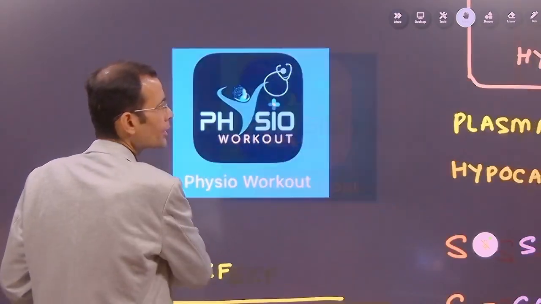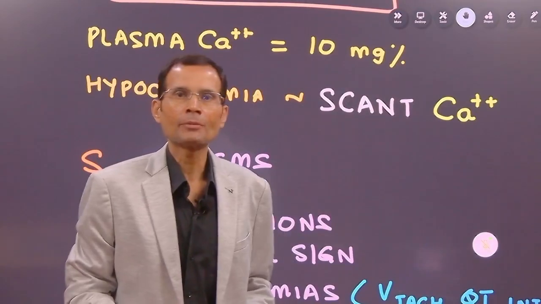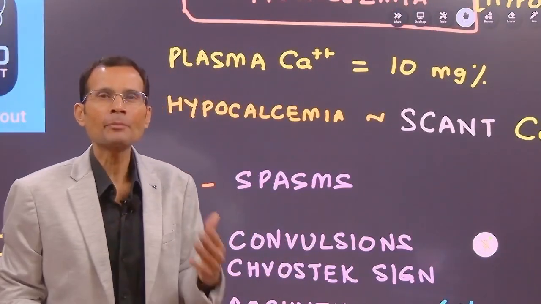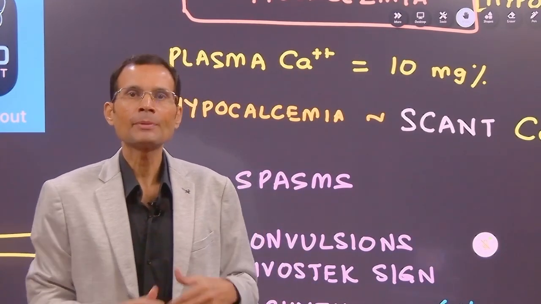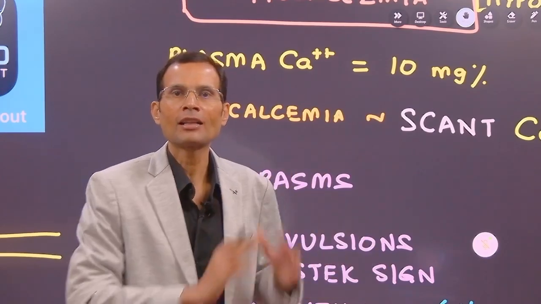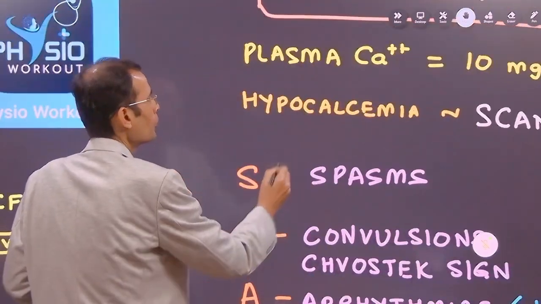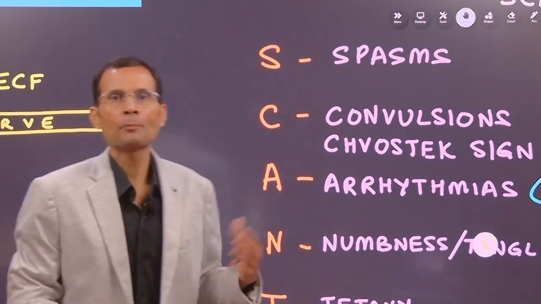Now coming to the mnemonic. Well, the mnemonic is SCANT calcium. You know, scant means very low. Scanty or scant means very low. Here we are taking it as low plasma calcium. SCANT, low plasma calcium.